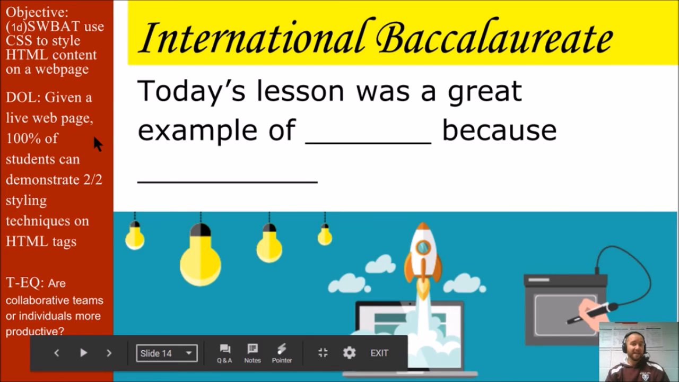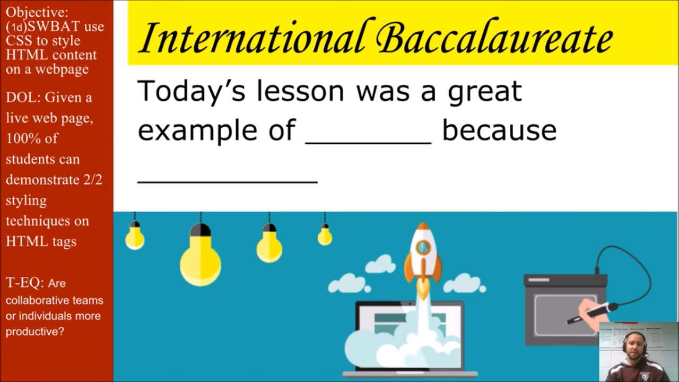Here's another IB task I wanted us to do today so we can understand the International Baccalaureate profiles a little bit better. So just fill in the blanks of this sentence. Today's lesson was a great example of blank because of blank. So my example, today's lesson was a great example of risk-taker because I don't often go off on my own to study things that the teacher talks about.